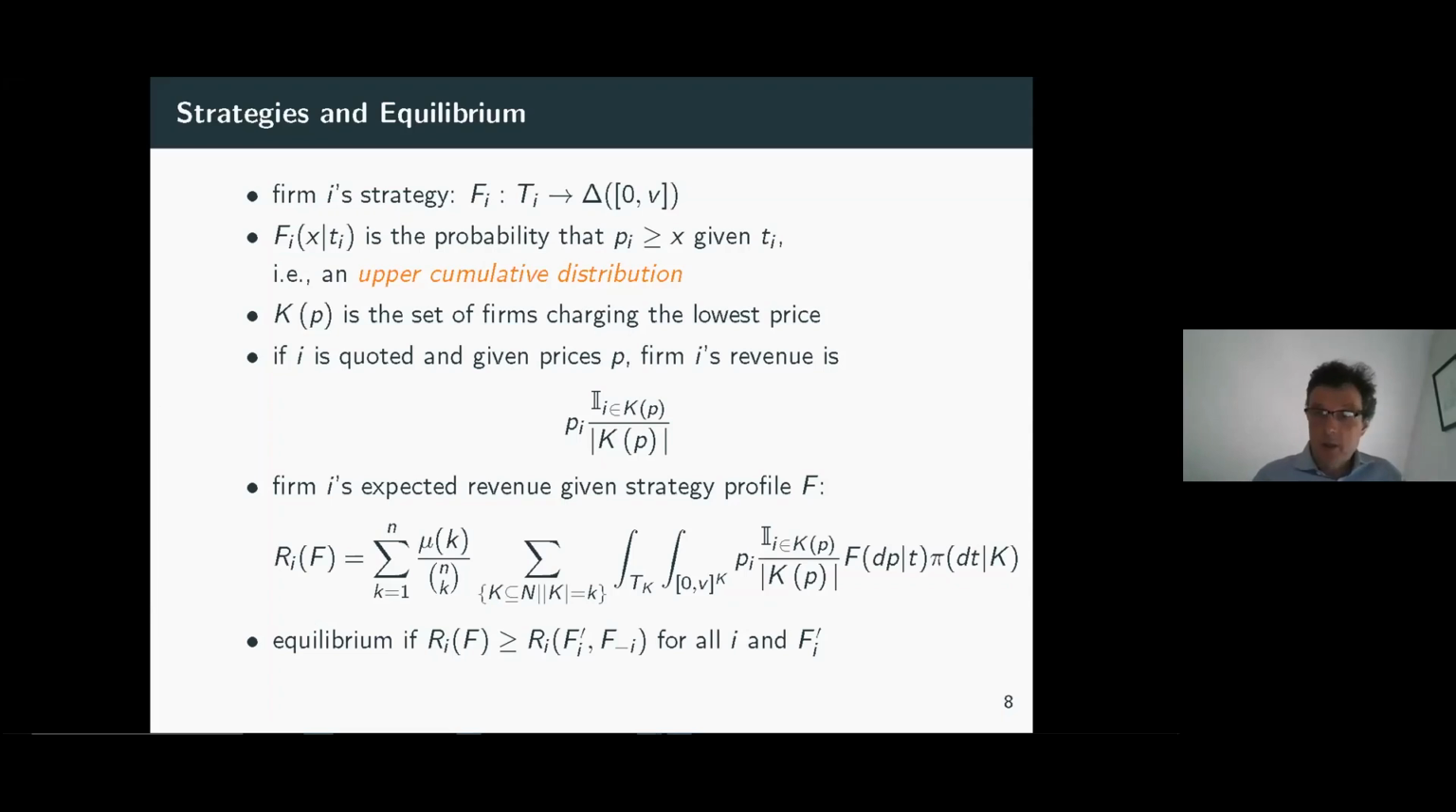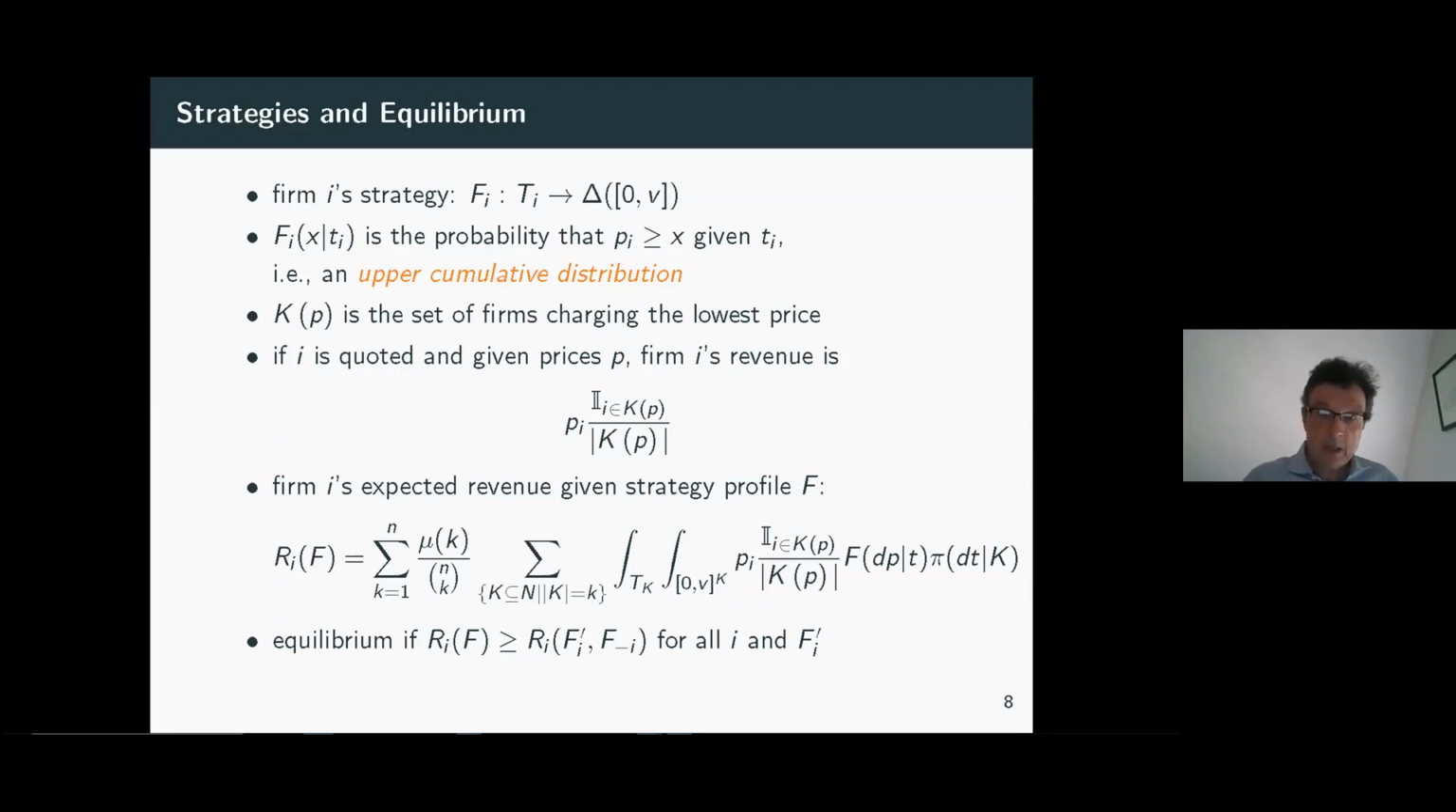Now, this long formula looks complicated, but what it simply does is track over all possible sets of quoting firms and possible private information who is the winning bidder, that is, the winning firm that makes the lowest price, and identify the revenue. And an equilibrium is simply a Bayes-Nash equilibrium that says that given the strategies of the other firms, I'm going to choose a best response.